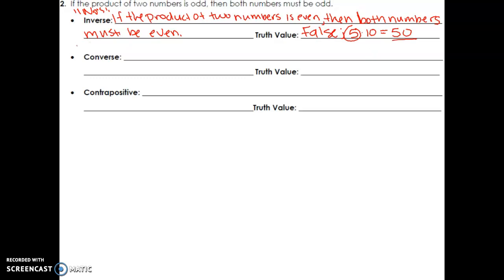Then we have to do the converse. Remember, this is the one where you switch the hypothesis and the conclusion. So you would say if, then the conclusion. If both numbers are odd, then, and here's where I input my hypothesis. So I would say if two numbers are odd, then their product is odd.